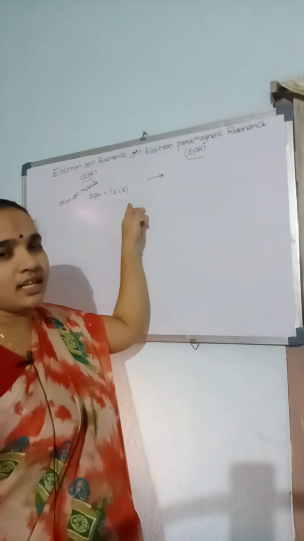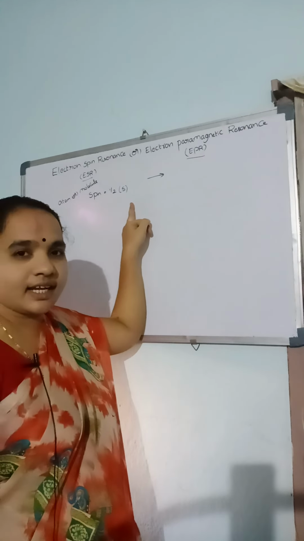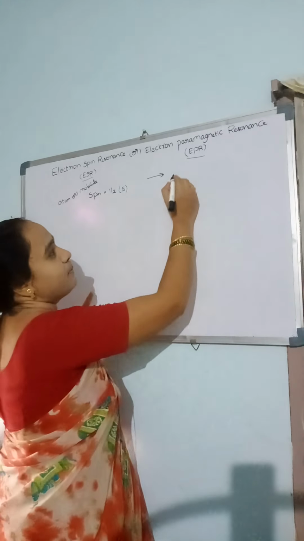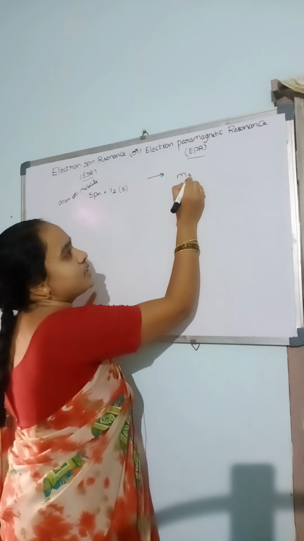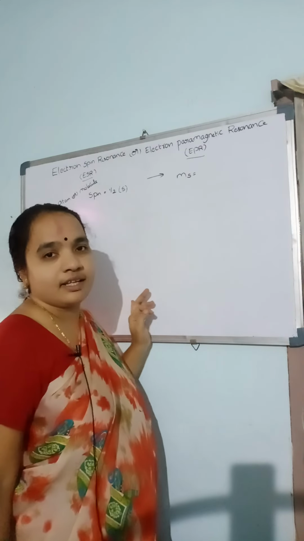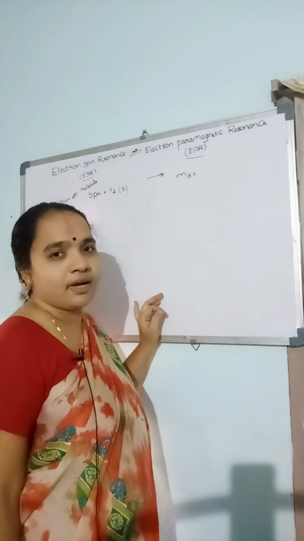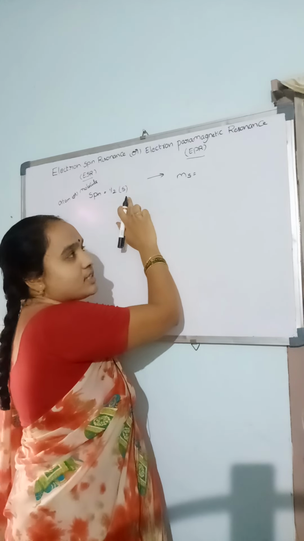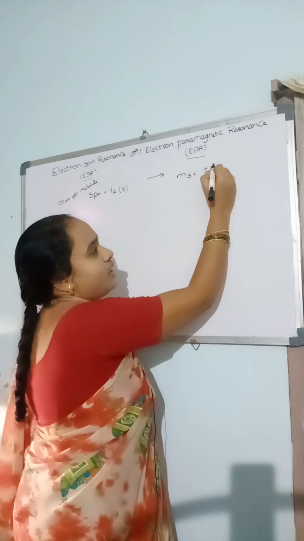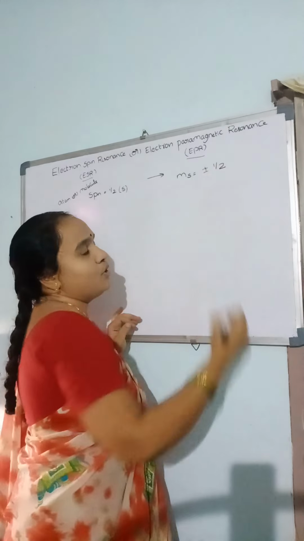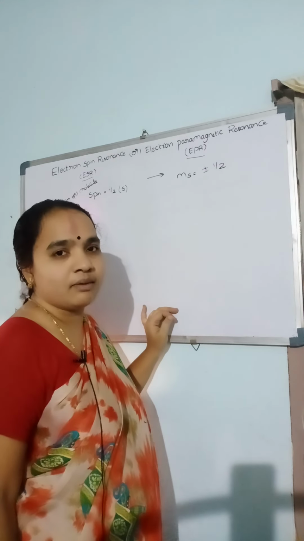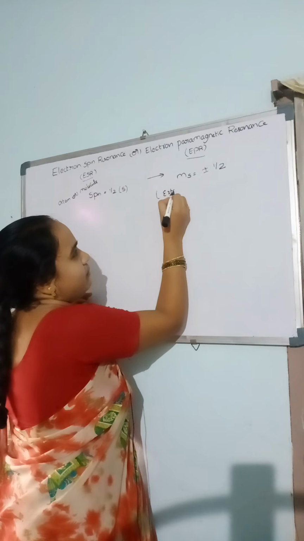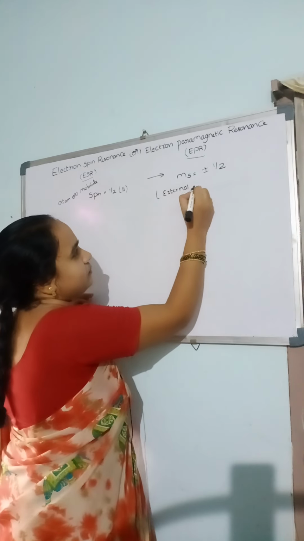When this single valence electron is placed in an external magnetic field, each energy state will be split into two components, which is represented with the letter MS. MS is the magnetic spin quantum number. So these single valence electron states are further divided into two states, plus half or minus half, in the presence of the external magnetic field.